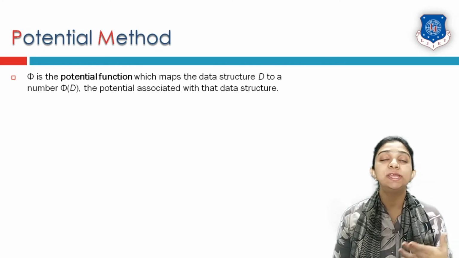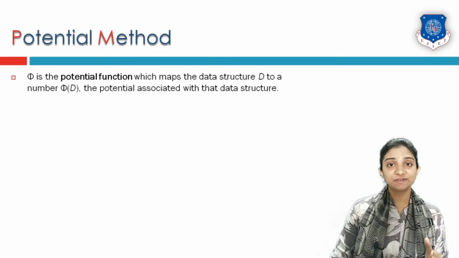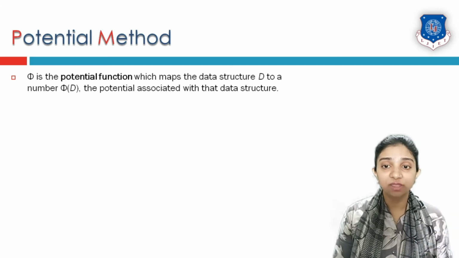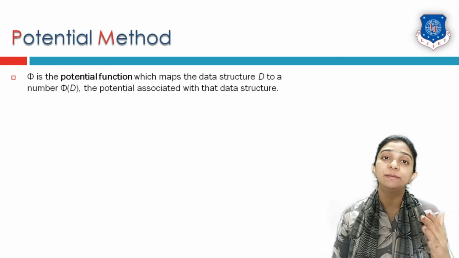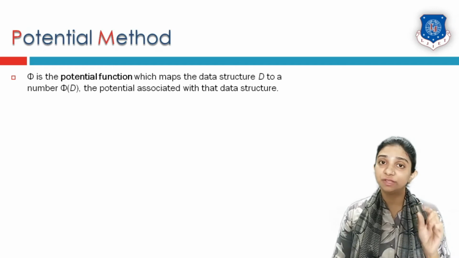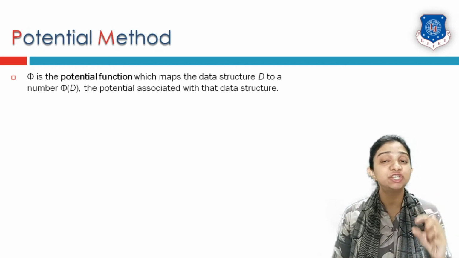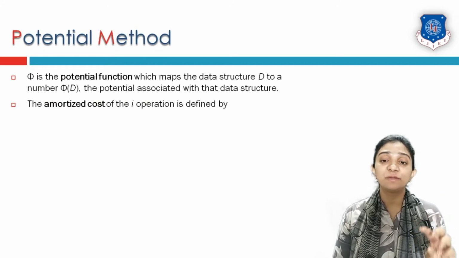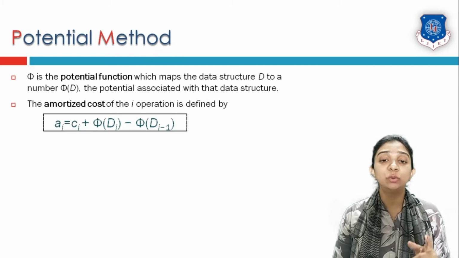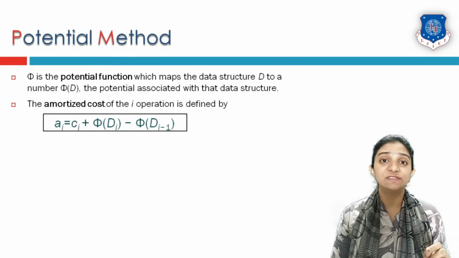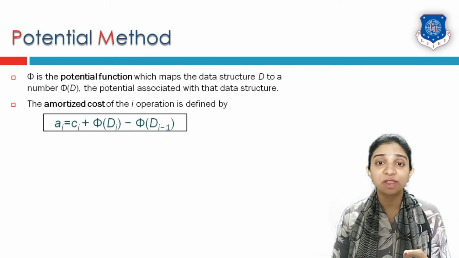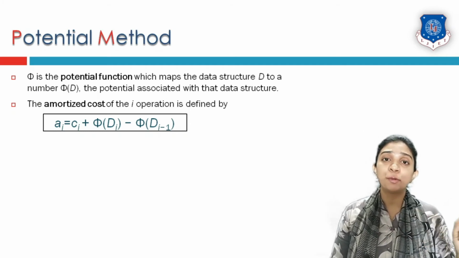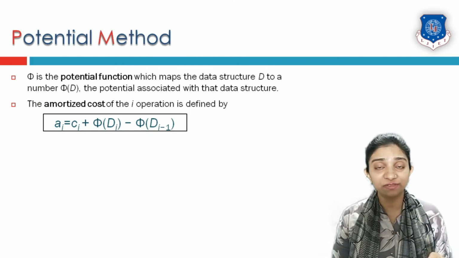First, we will see what are the notations used in the potential method. Phi is the potential function. So the data structure is mapped to some number with the help of the function phi of D, the potential associated with a particular data structure. So the number phi of D is the potential of a data structure. The amortized cost of performing the ith operation is denoted by Ai, which is equal to Ci, the cost of transforming, plus the potential at the ith stage minus the potential at the i minus 1th stage.